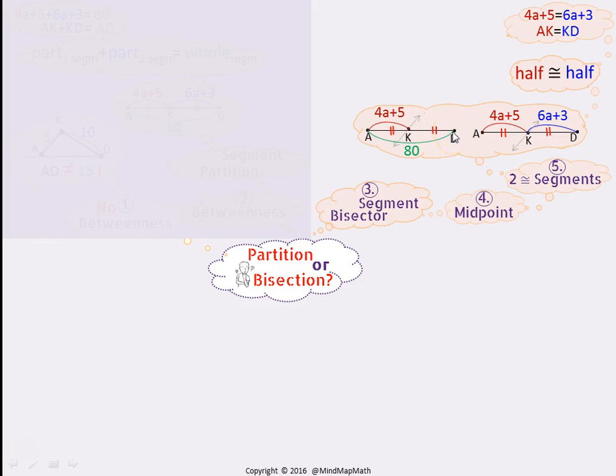In this case, I really cannot be using the relationship half equals half, even though it's true, simply because what I have on the left, 4a plus 5, will have to be equal to what I have on the right. So left will equal right, and we should know that such an equation simply cannot be solved. So what do we do?